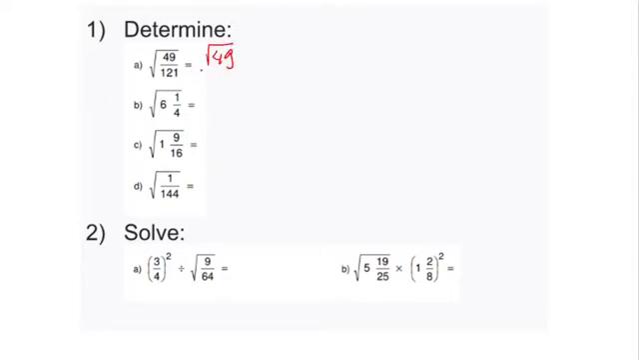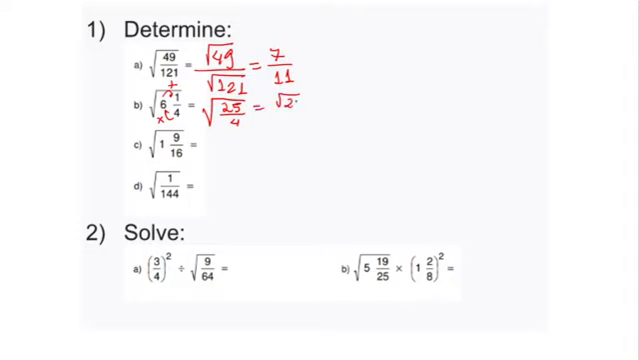So it's the square root of the numerator over the square root of the denominator. The square root of 49 is 7. Of 121 is 11. Here, before I find the square root, I will change to an improper fraction. I multiply and then I add. So 6 times 4, 24, plus 1, 25 over 4.